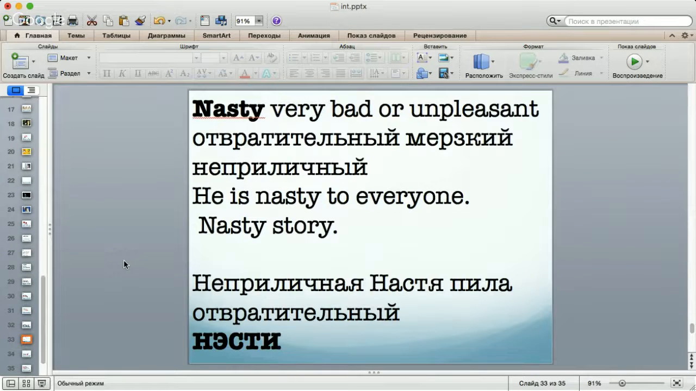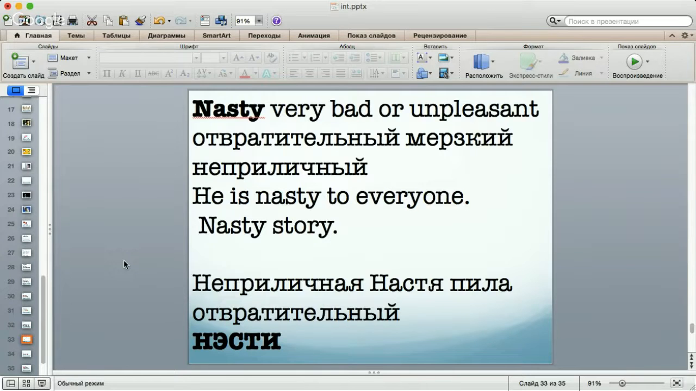And one more. Nasty. Nasty means very unpleasant or very bad, or maybe not polite enough, like inappropriate. What can be nasty? Like if you say that he is nasty to everyone, it means that he is very rude to everyone. Nasty story. Maybe it is a story which shouldn't be given to children. So in the meaning that it's like a story for adults, if you know what I mean.